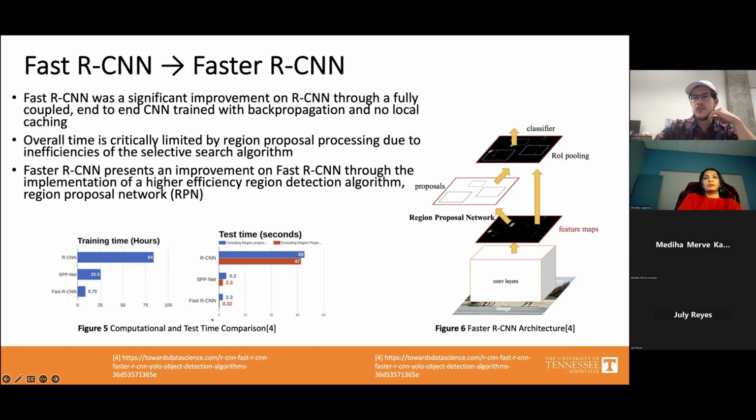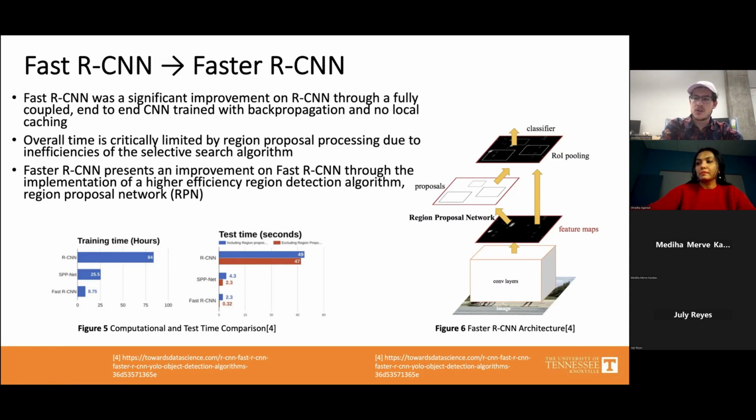So the key problem here is the use of the selective search algorithm. That's kind of at the core of why you can't parallelize the two neural network processes. So to get around this, faster RCNN scrapped the selective search algorithm and it imported something called the region proposal network. The RPN is basically a way to parallelize the computation here.